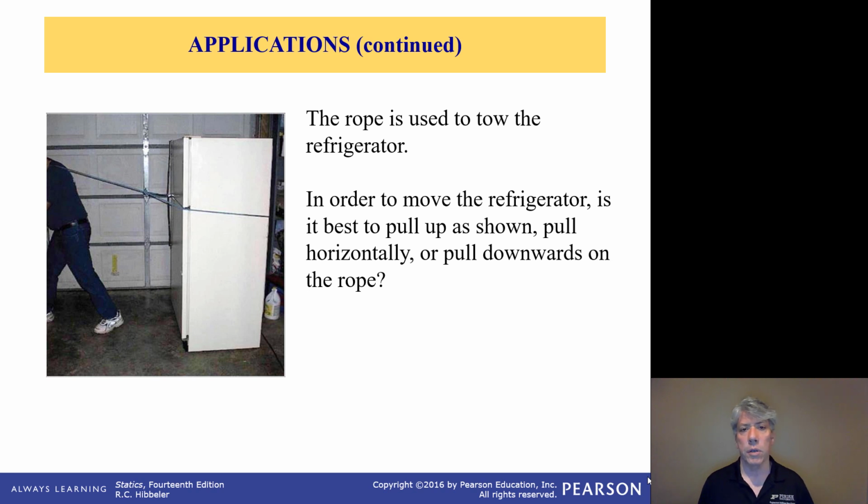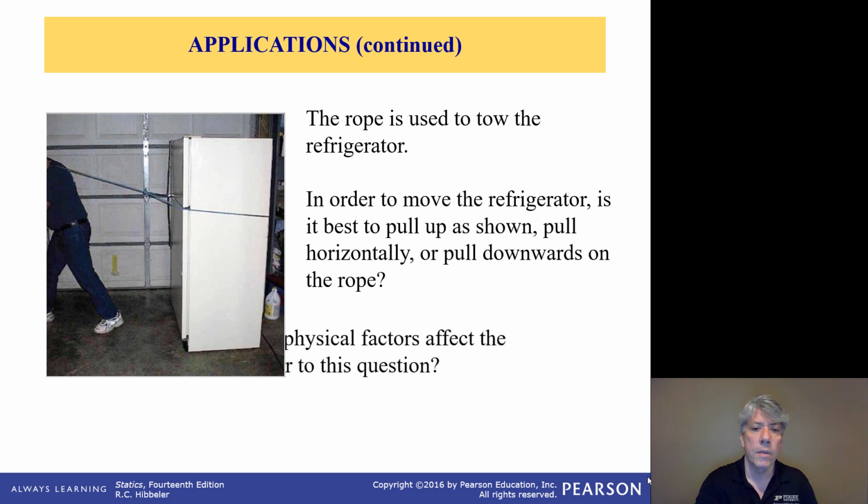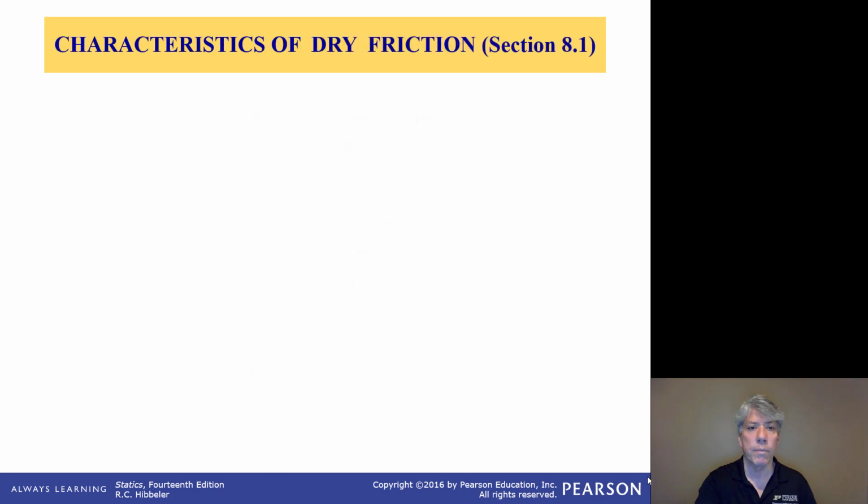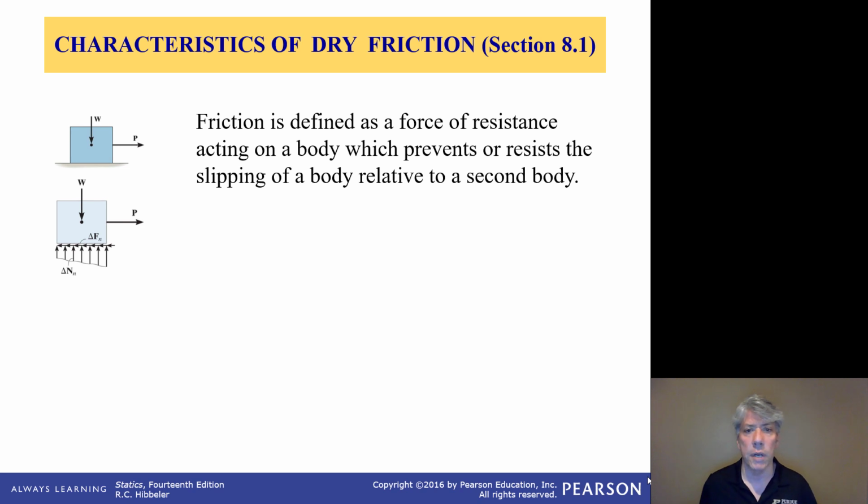Other applications. Here are ropes being used to pull a refrigerator across the floor. Well, is it going to slide or is the thing going to tip? And by the way, would it be best to pull up on the rope, pull down, pull horizontally? What would be the best way? What do you think? This is something that involves friction, of course, and it'd be nice to understand how the physical parameters of the problem relate to the solution, to what will actually happen and predict what will happen with friction. So, characteristics of dry friction.